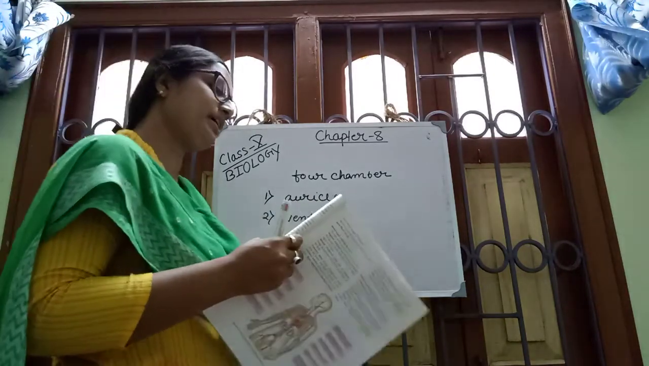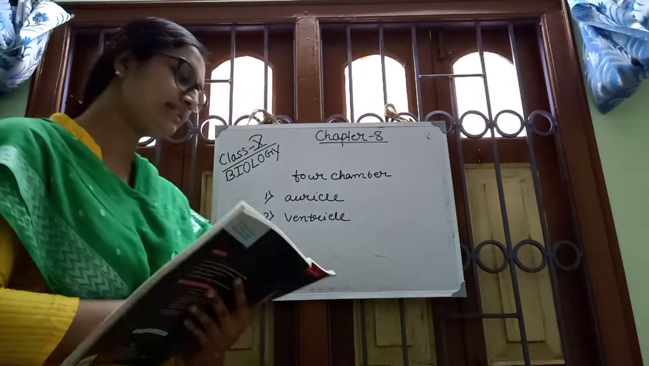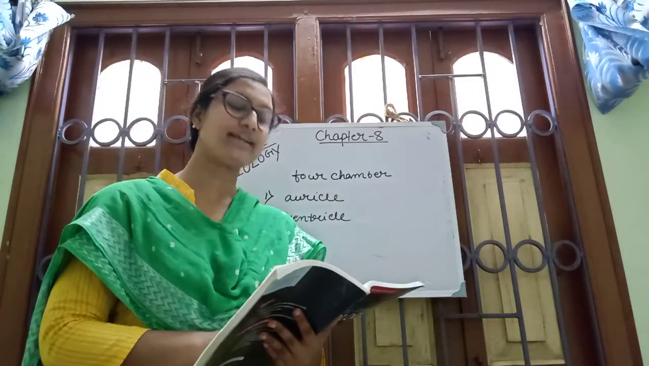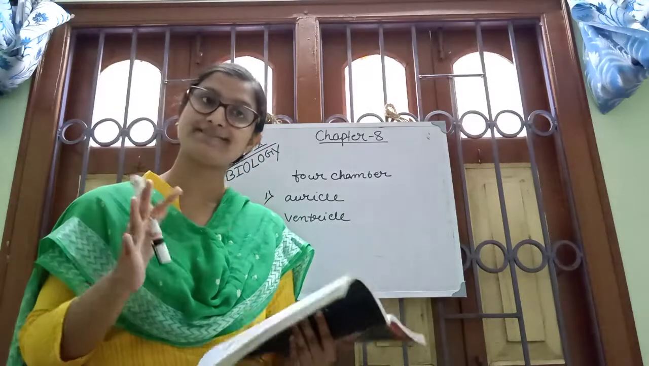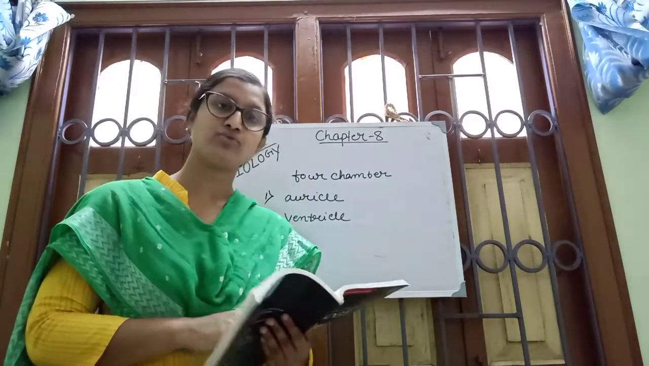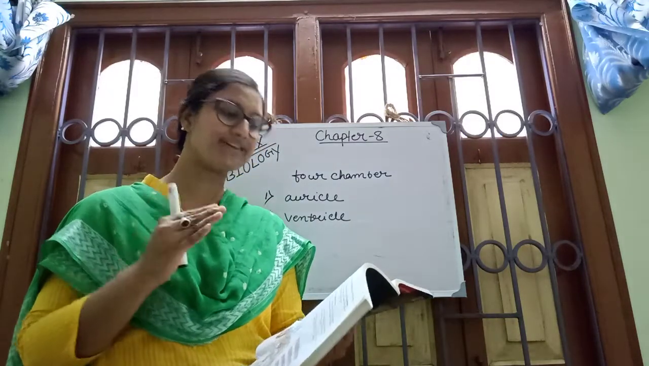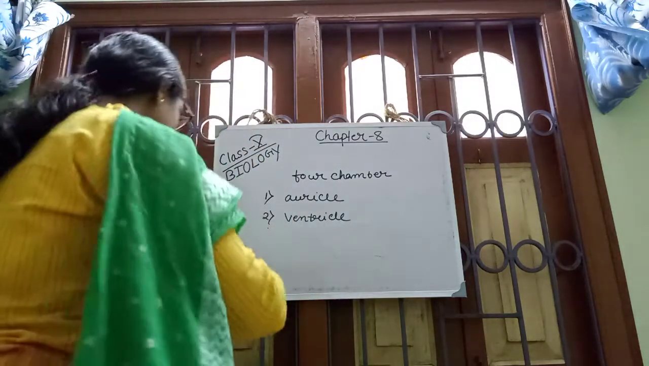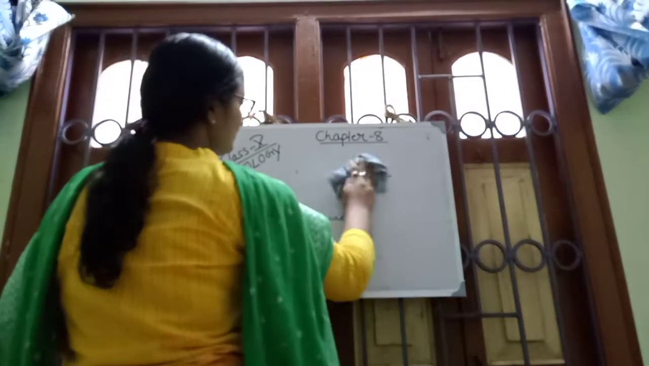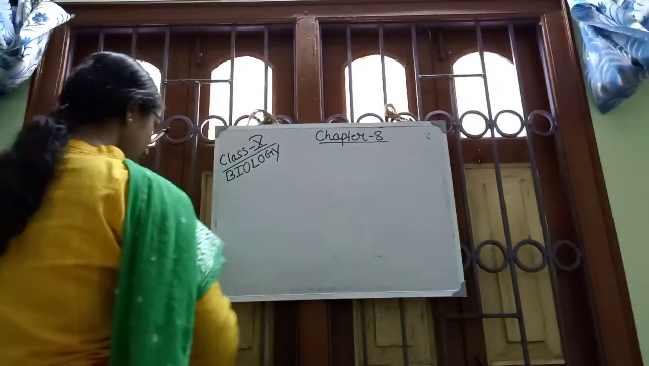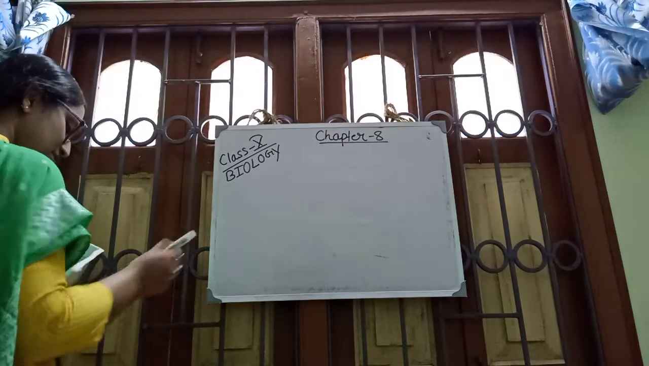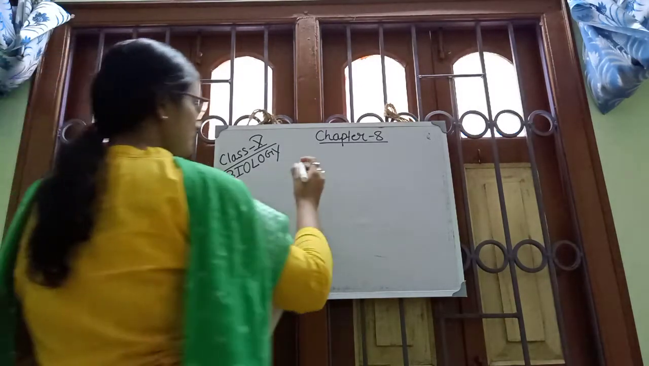The internal structure of the heart is a four chamber heart. There are two auricles and two ventricles, and different types of valves and blood vessels. Today I will discuss only the chambers of the heart, in the internal structure.